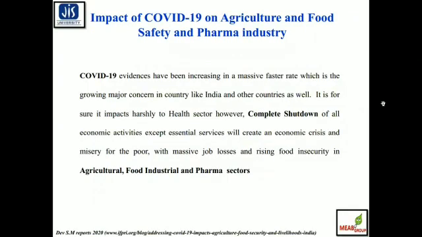COVID-19 cases have been increasing at a massive, faster rate, which is a growing major concern in countries like India and other countries as well. For sure it impacts the health sector harshly. However, the complete shutdown of all economic activities except essential services will create an economic crisis and misery for the poor, with massive job losses and rising food insecurity in the agriculture, food, industrial, and pharma sectors.